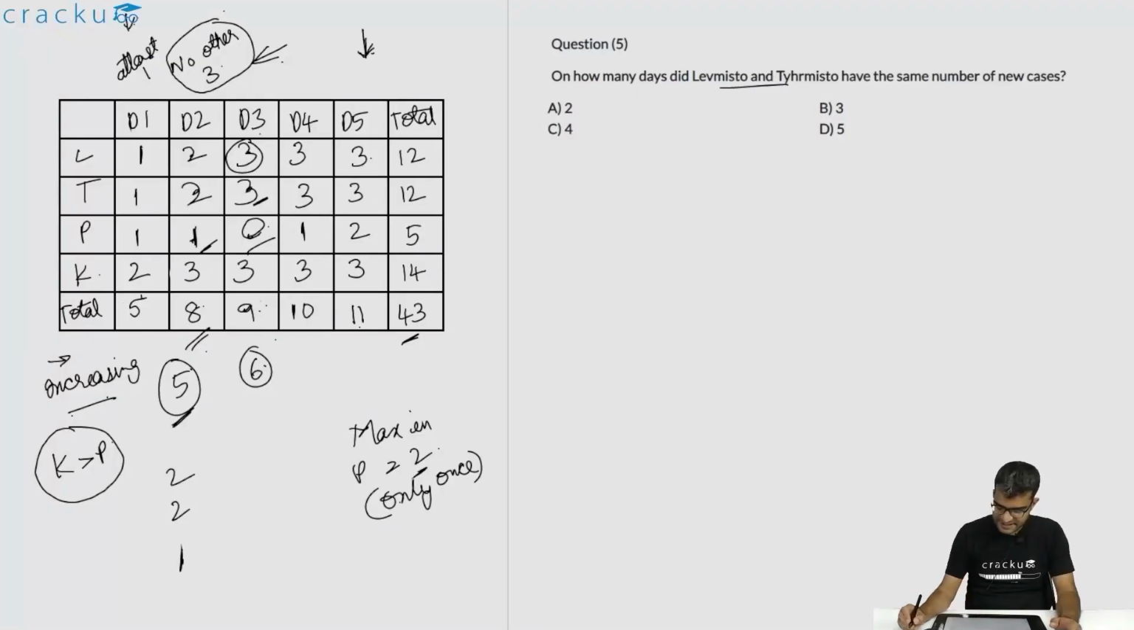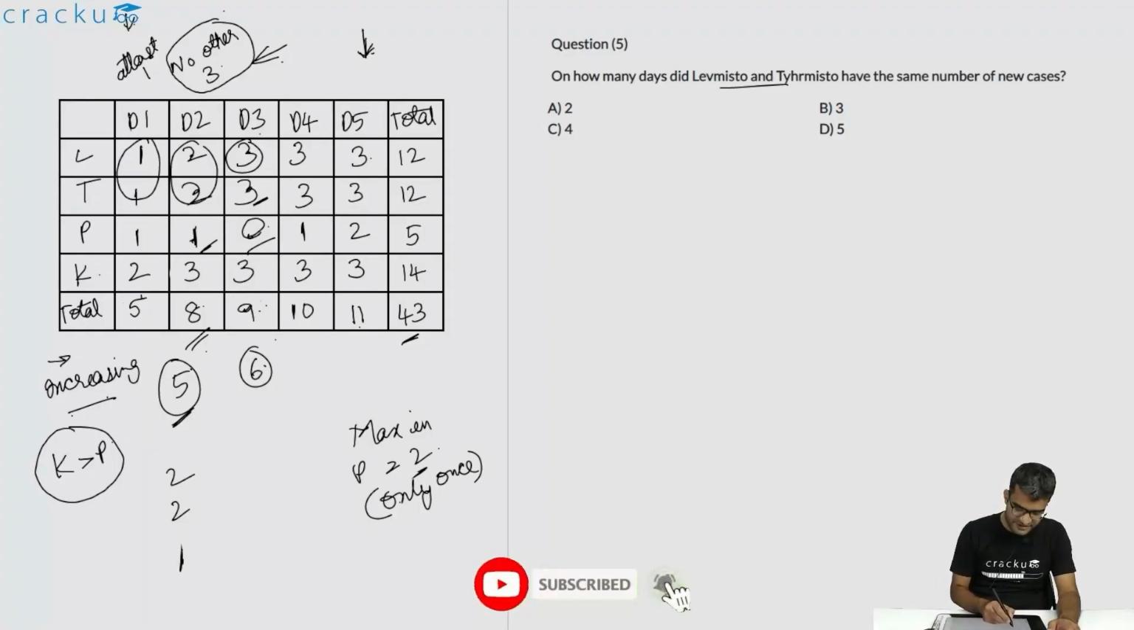On how many days did L and T have the same number of new cases? They had the same number of new cases on each of the 5 days. So the correct answer is option D.